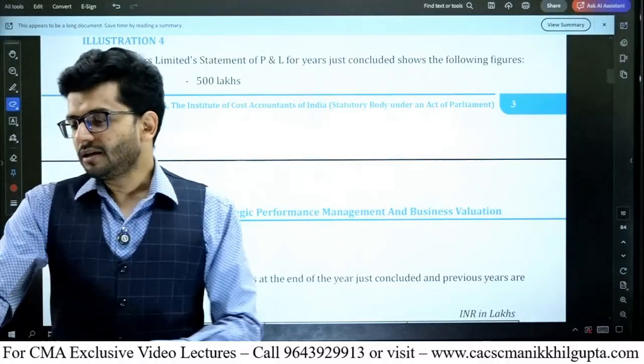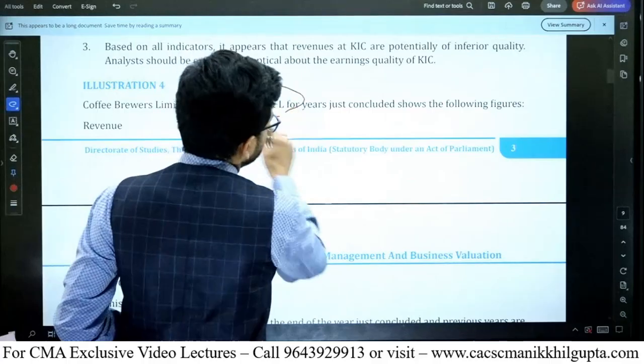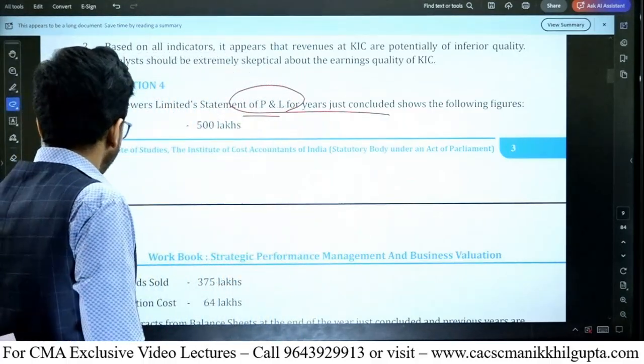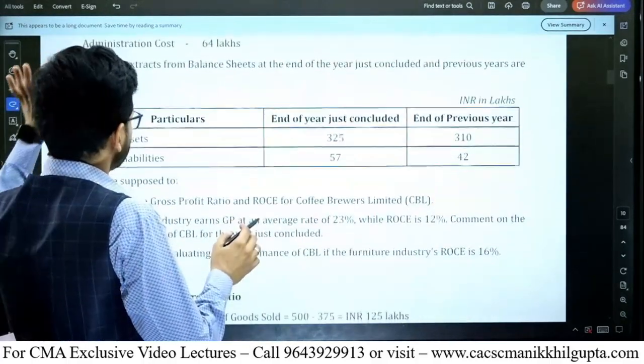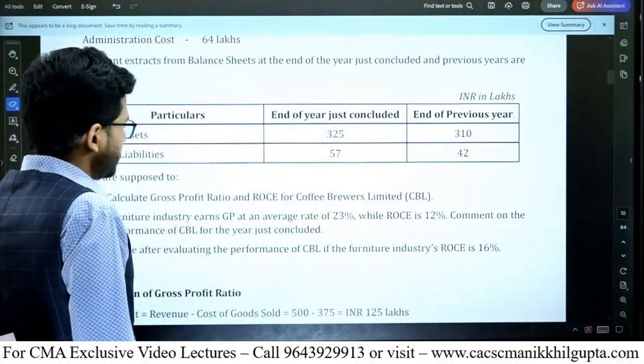Illustration number 4. Now illustration number 4 is a question where coffee brewers' statement of P&L is given to you, including the following figures. The revenue is given to you, cost of goods sold is given to you, administrative cost is given to you. Extracts of opening and closing balance of assets and liabilities are given to you.